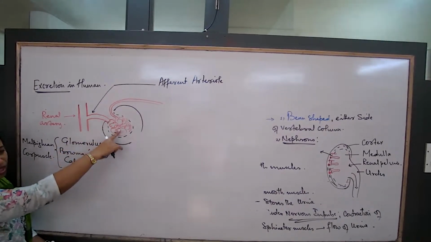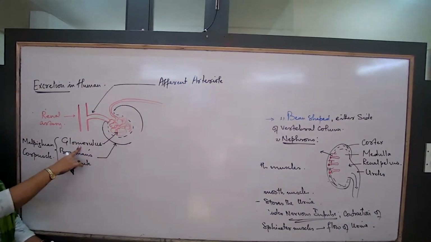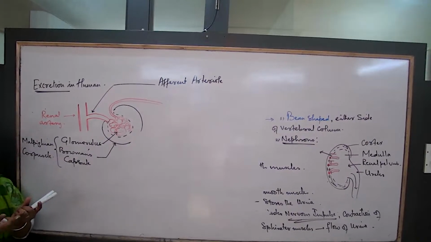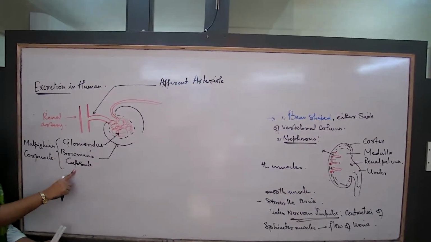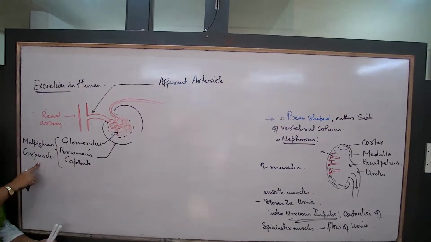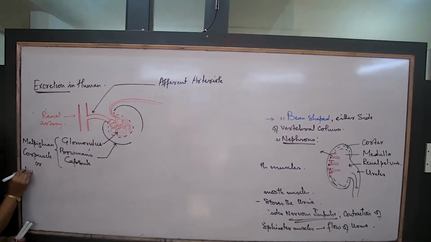Afferent arteriole divides to form another set of capillaries. This set of capillaries is known as glomerulus. Glomerulus is put as if in a cup-shaped structure. वो cup-shaped structure को बोलेंगे Bowman's capsule. ये both these parts together known as the Malpighian corpuscle or Malpighian body.